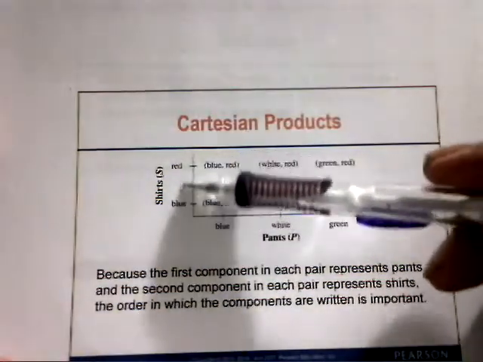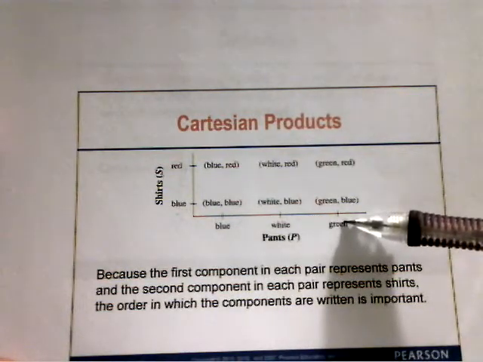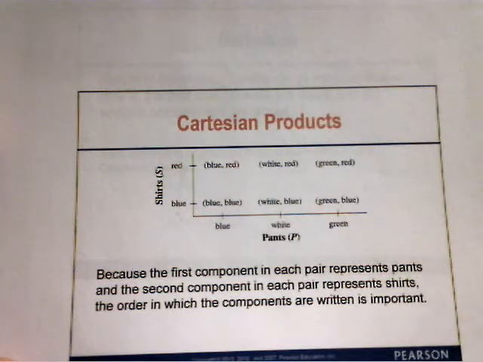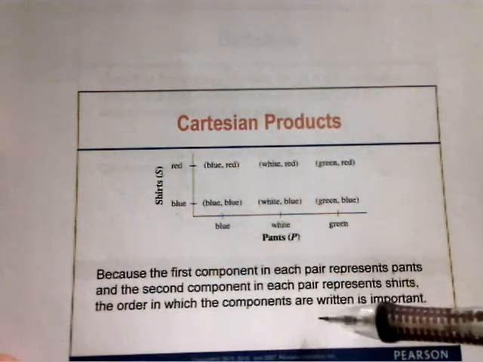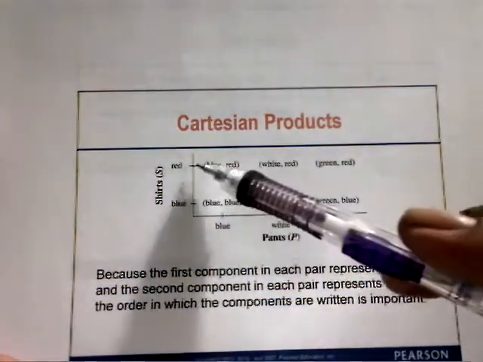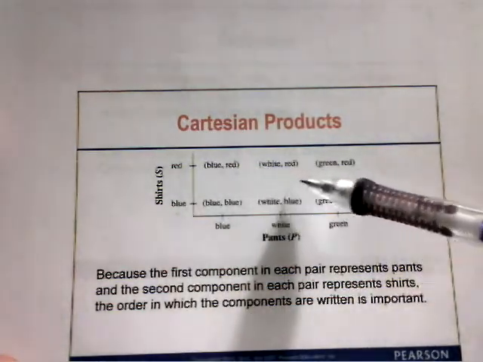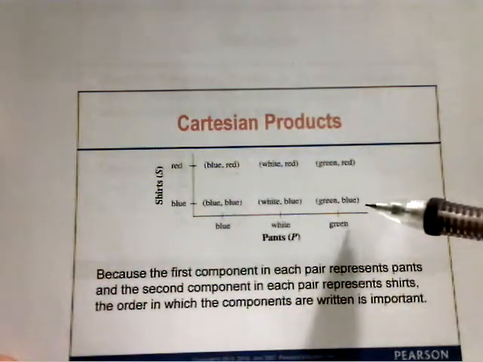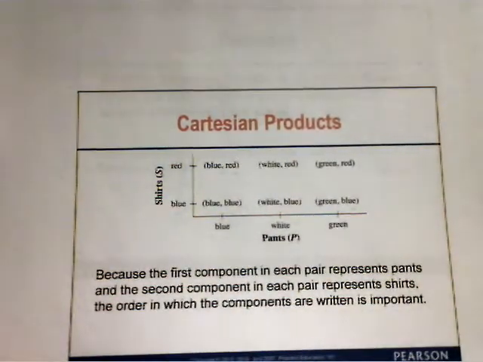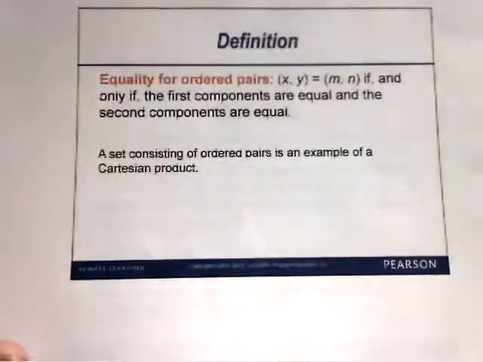The shirts are going to be red and blue on this side. The bottom is the pants, blue, white, green. Because the first component in each pair represents the pants, and the second component in each pair represents the shirts, the order in which the components are written is going to be important. Blue will be paired with blue, then blue with red, then white with blue, white with red, green with blue, and green with red. So here, order is going to be important in this particular case.